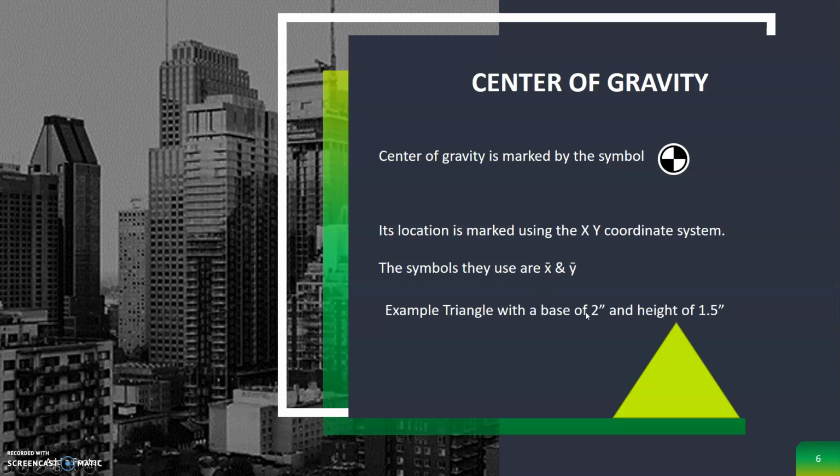So for example, here's a triangle with a base of 2 inches and a height of 1.5 inches, and its centroid is located at 1 inch in the X direction, and its centroid in the Y direction is 0.5, so I can put it right here. That's what we use the X bar and the Y bar for. So that's the centroid, meaning that all the mass and all of this area is located as if it's in one location.